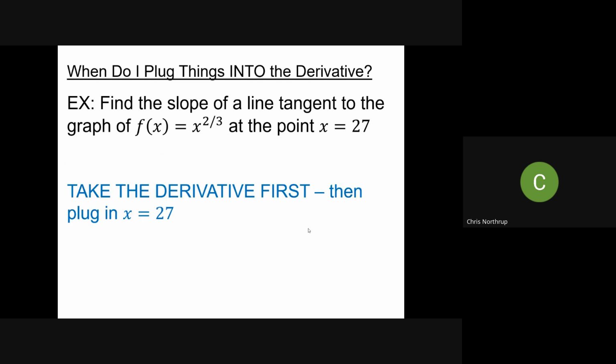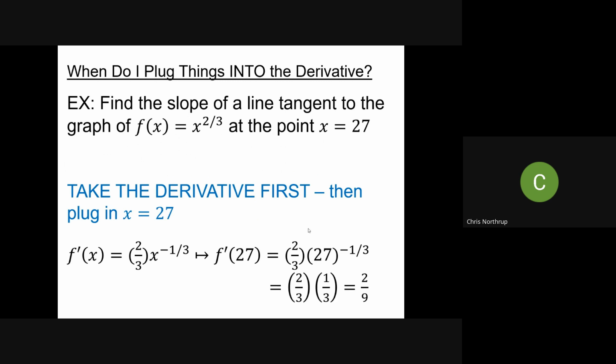First, you want to take the derivative, which tells you a new function, which generates the slope of a tangent line, etc., and then plug in the 27. So on this one, we would use that power rule. So 2/3 x to the minus 1/3. Plug in that 27, and then just use some algebra there. We should get 2/9.